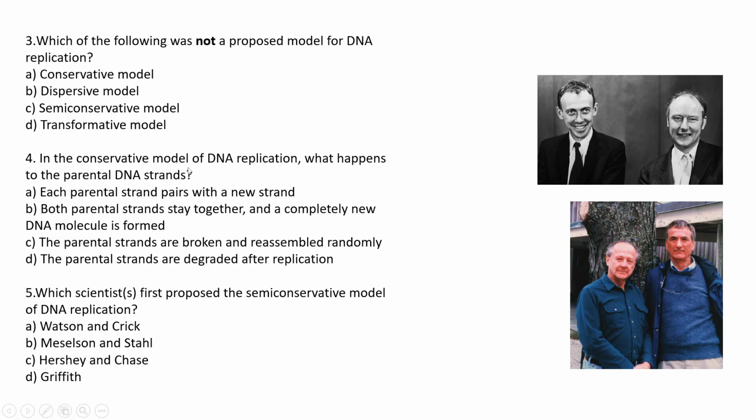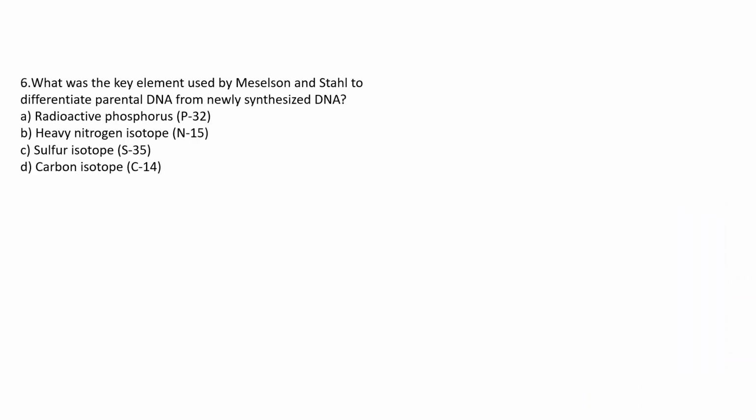In relation to that, these guys here, this is Meselson and Stahl. This is them, a more recent, obviously colored image. And up here, this is Watson and Crick. I thought you could put a face to the name while we study and read about them. So hopefully this cleared up any questions about this important experiment. I'll move on to a few more questions about it. What was the key element used by Meselson and Stahl to differentiate the parental DNA from the newly synthesized DNA?